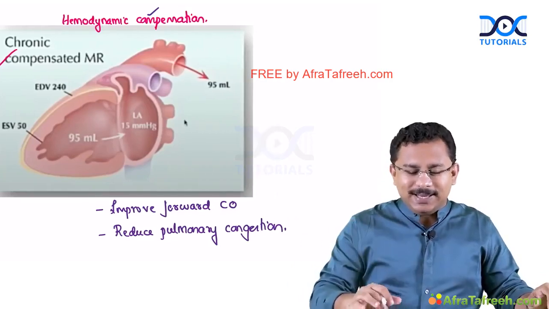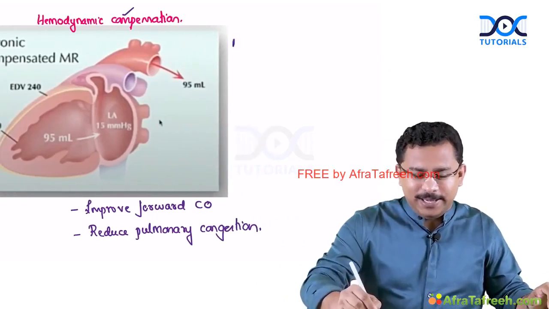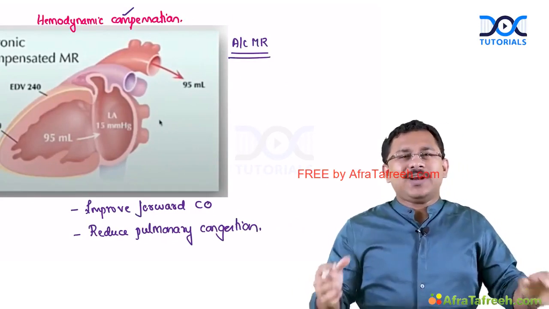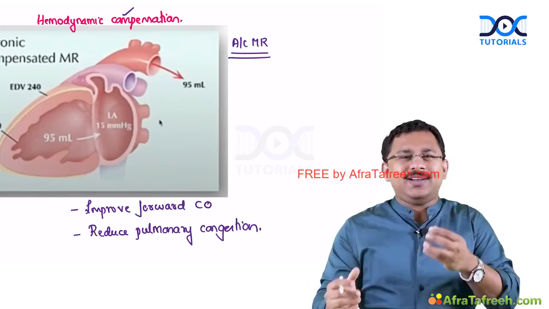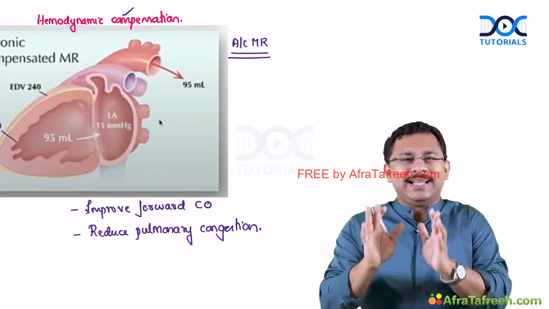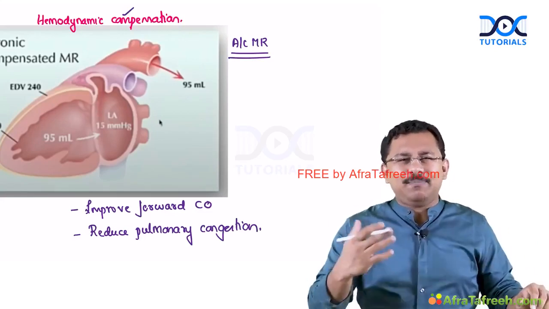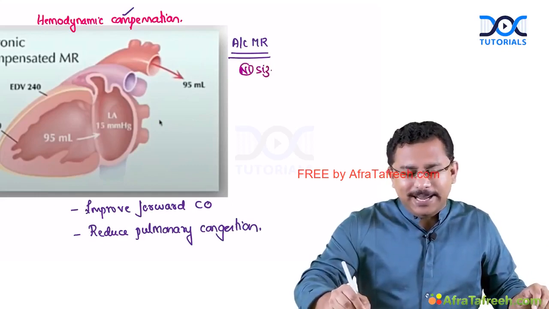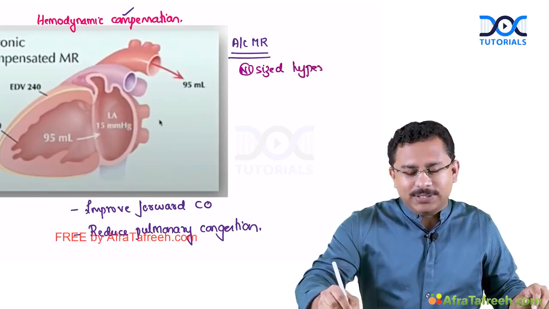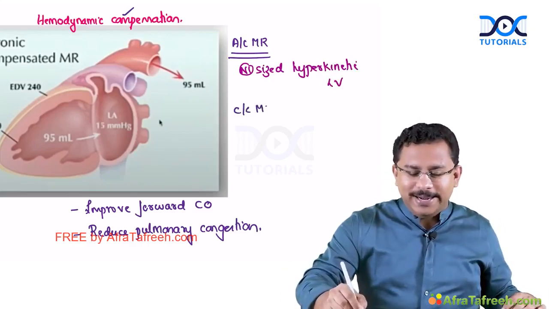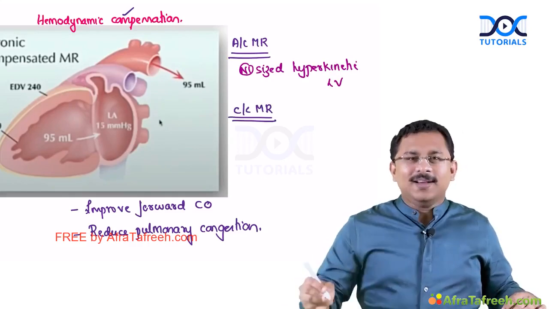Now let us imagine a case of an acute MR. In case of an acute MR, what about the size of the left ventricle? Though there is a volume overload, you can say that the LV is otherwise a normal sized hyperkinetic left ventricle. The size is normal but hyperkinetic. That is the LV you see in acute MR.